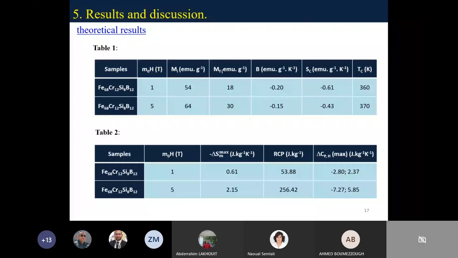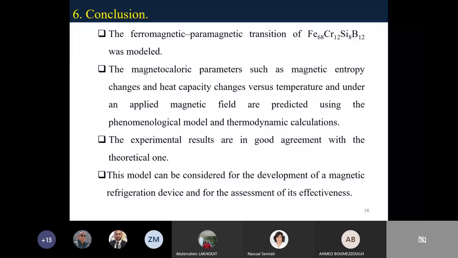As a conclusion, in this work, the ferromagnetic-paramagnetic transition of Fe68Cr12Si8B12 was modeled. The magnetocaloric parameters, such as magnetic entropy changes and heat capacity changes versus temperature and under an applied magnetic field, are predicted using the phenomenological model and thermodynamic calculations. The experimental results are in good agreement with the theoretical one. This model can be considered for the development of magnetic refrigeration devices and for the assessment of their effectiveness.